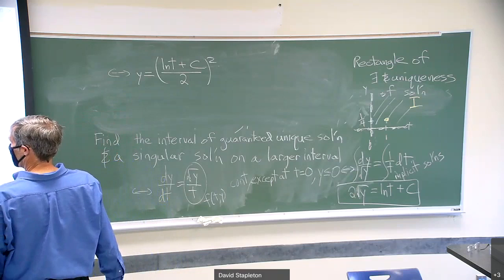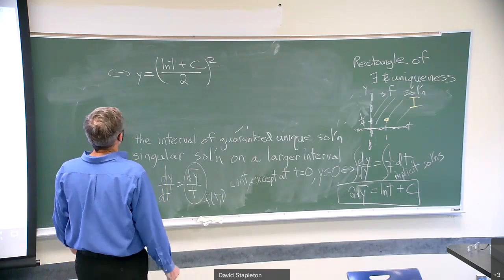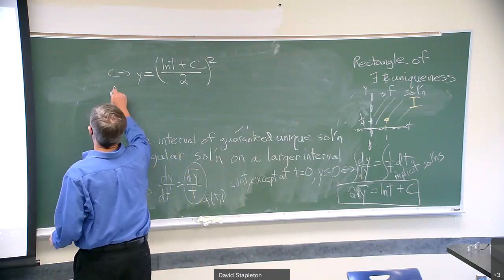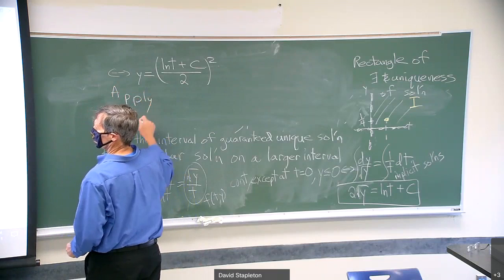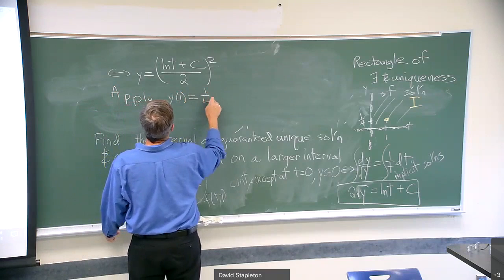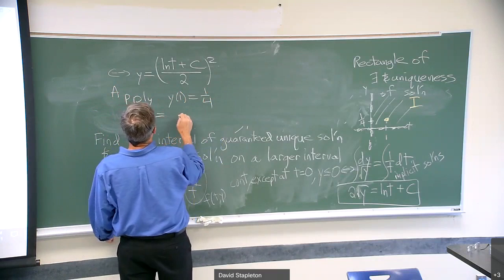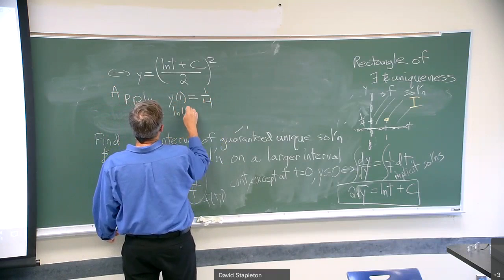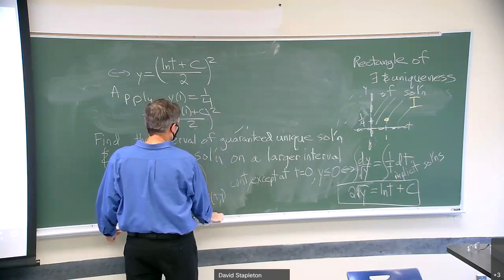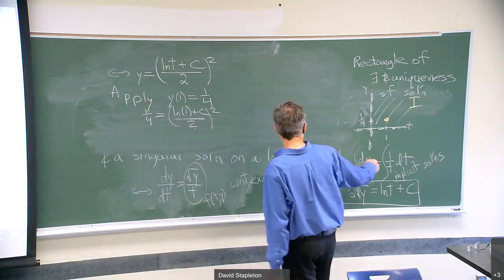So now, where does this exit the quadrant? Well, I need my initial value. All right, apply the initial value. y of 1 equals 1/4. That says put in 1/4 for y and 1 for t. ln of 1 plus c over 2, squared. We plug that into the solution set. These are all the solutions.